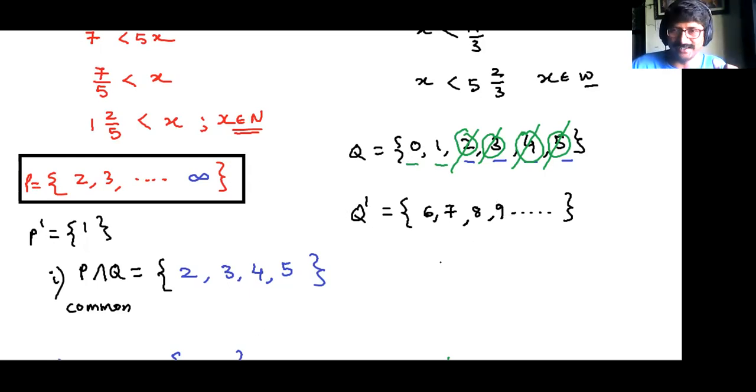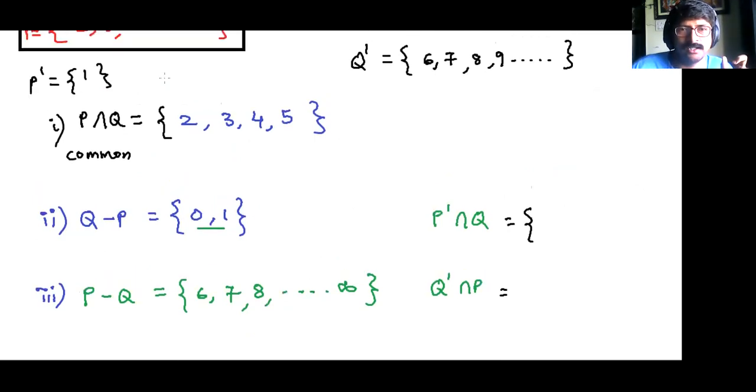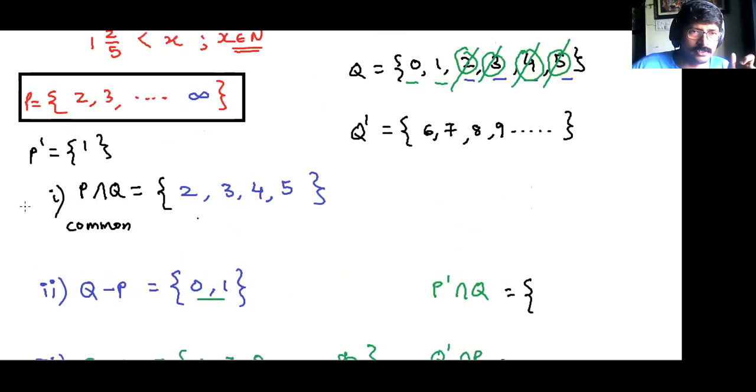And now we'll have to find the remaining two sets, and also find the relation between these four sets. You'll be able to make it out on your own. So what is P complement intersection Q? What is the common part between P complement and Q? Look at this. P complement is over here, and Q is over here. So what is the common part between this P complement and Q? That's only 1, isn't it?